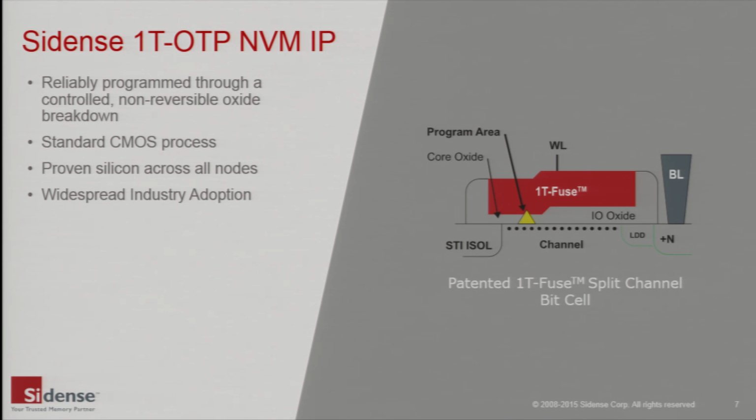The design is also extremely portable across all nodes, including specialty nodes like HV, BCD, and RF, and also between foundries. It also operates reliably over a wide temperature range, in fact as wide as -40 to 150 degrees C junction, making it suitable for auto-grade applications and harsh industrial applications.